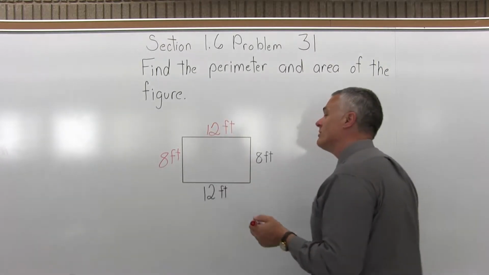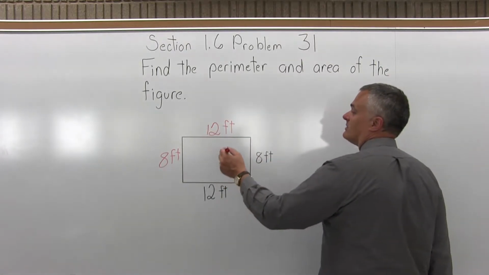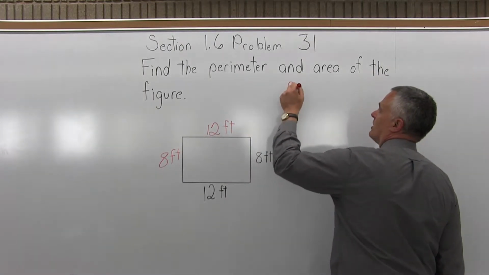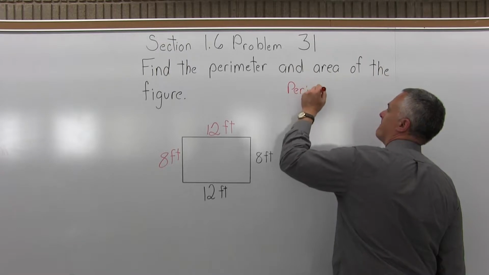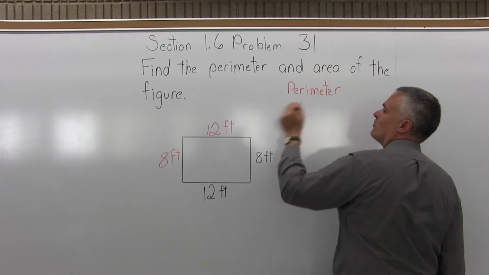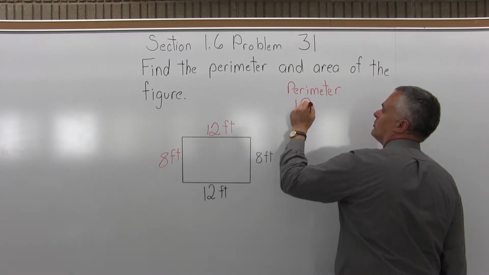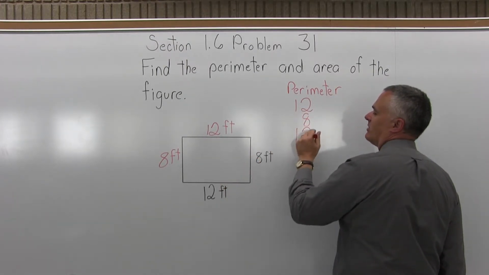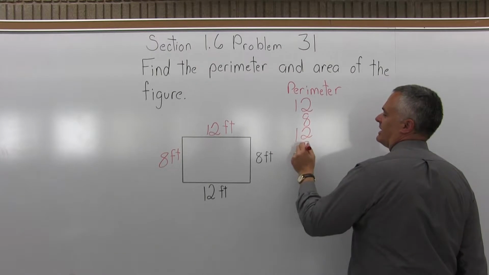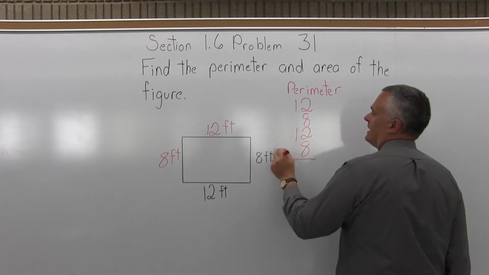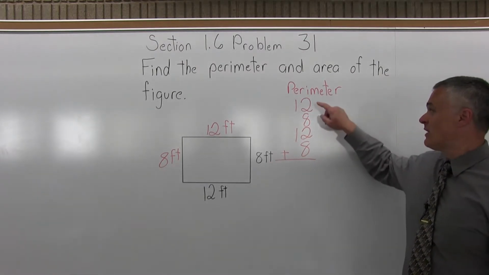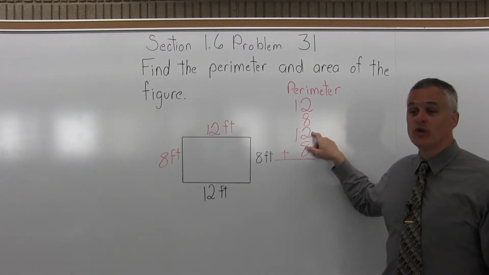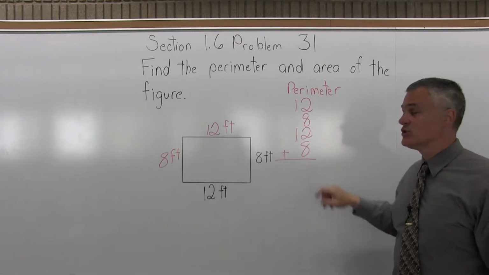So, for the perimeter, it's the distance around. So you can start at whatever point you want, just add up the numbers. So, perimeter, I'll just start at the top, 12 plus 8 plus 12 again on the bottom, plus 8 on the last side. And then if I add the far right column of numbers, 2 plus 8 is 10, 10 plus 2 more is 12, 12 plus 8 is 20.